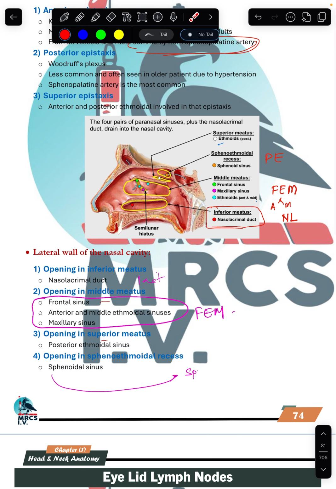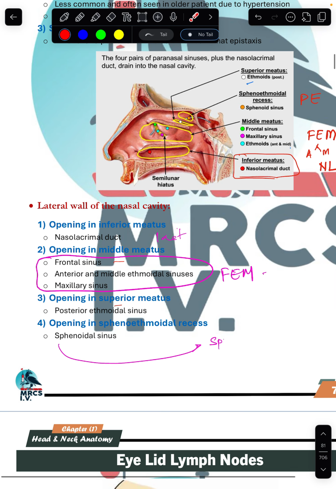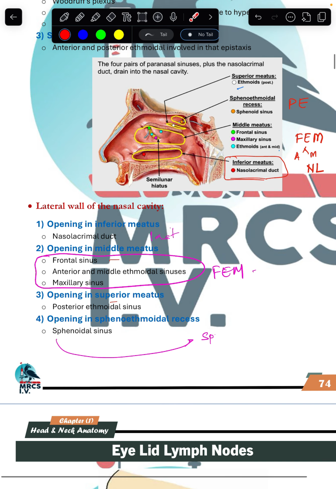Coming to the lateral wall of the nose, it has various openings. In the inferior meatus, the most inferior, you can see the red color is where the nasolacrimal duct opens. The middle meatus has so many openings. The green color is the frontal sinus you can see here. Then blue color is the ethmoidal: anterior, middle ethmoidal, and posterior ethmoidal opening into the superior meatus. You can see the superior meatus, here is the posterior ethmoidal, and anterior and middle into the middle meatus.